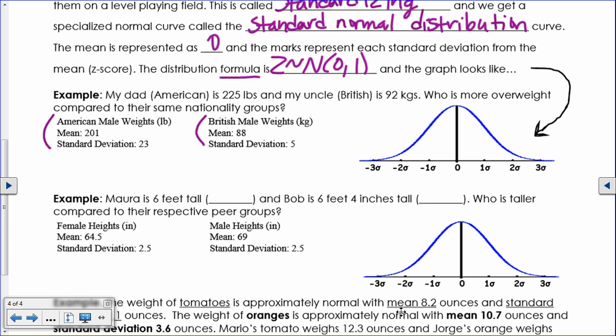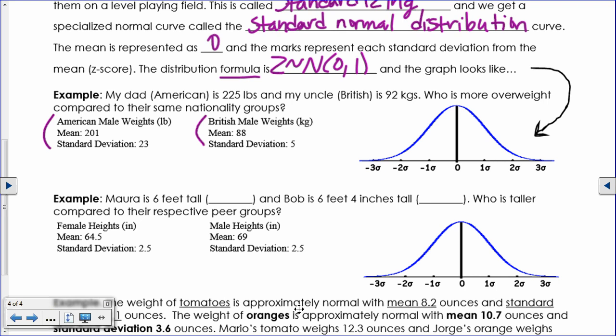Now, if the mean is 201 and this guy is 225, what's the difference between the mean and his weight? It's 24. And if you look over here, if the mean is 88 and he is 92, what's the difference there? 4. So without using z-score, you would try to say that he's more overweight because that was a 24 and this one's a 4, right? But can you actually say that? No, because this is in terms of pounds and this is kilograms, so you can't make a comparison. 24 pounds compared to 4 kilograms, we don't know what the relationship is there.